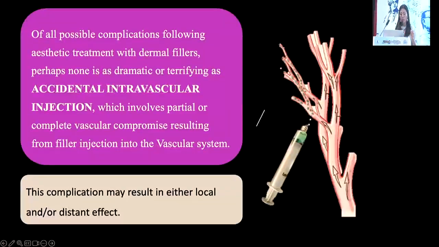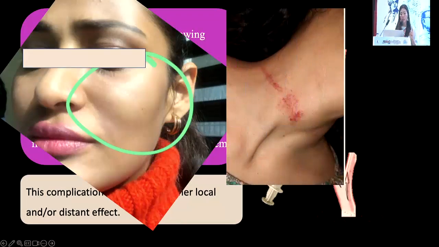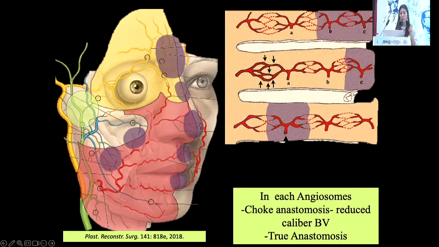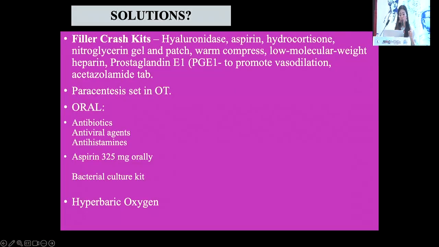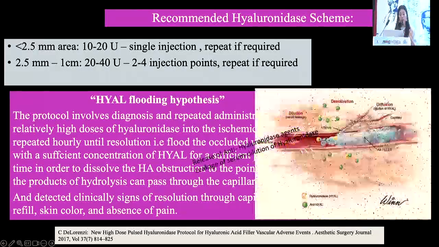So these are some of the complications, but one major complication is a vascular complication. So you should be very careful. But one thing we are very lucky, because we have both the true anastomosis and the choke anastomosis on the face. So if the product enters into choke anastomosis, then it leads to localized vascular complication. But if it enters into the true blood vessel, then definitely you might end up with a vascular complication. So please aspirate before you do such procedures. So you should have a filler crash kit, the most important being the steroids and hyaluronidase, etc. And if you have any complication, immediately you go for injection hyaluronidase.